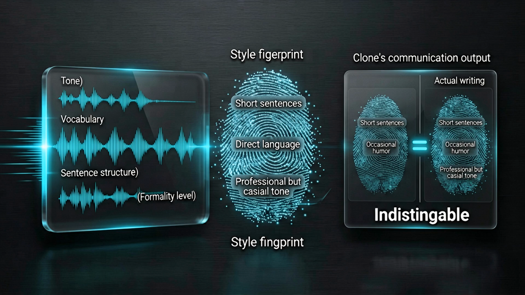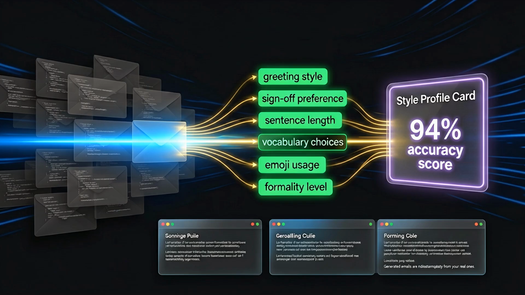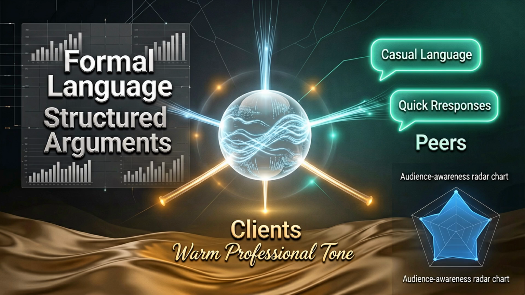Component 2. Your voice and communication style. The clone must sound like you, not like a robot. You train the clone on your writing style. Feed it 100 of your emails, and it learns how you communicate. It learns your catchphrases, your punctuation habits, how formal or casual you are with different people.